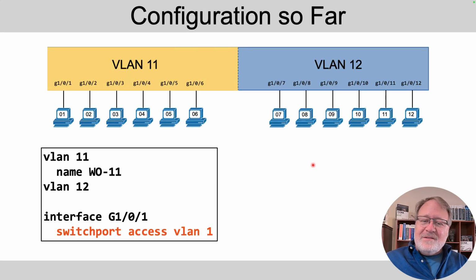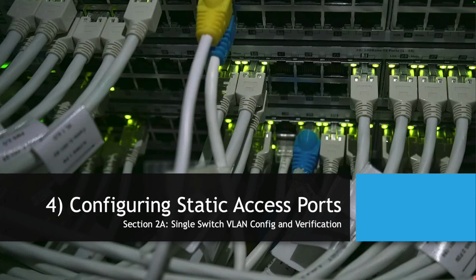Because by default, even though we created these two VLANs just now, we've got the interface subcommand by default on every one of the ports that says switchport access vlan 1, which means if you're acting as an access port, you're assigned to VLAN 1. So one of our next steps then is to override that default and assign these ports to VLANs 11 and 12 respectively.